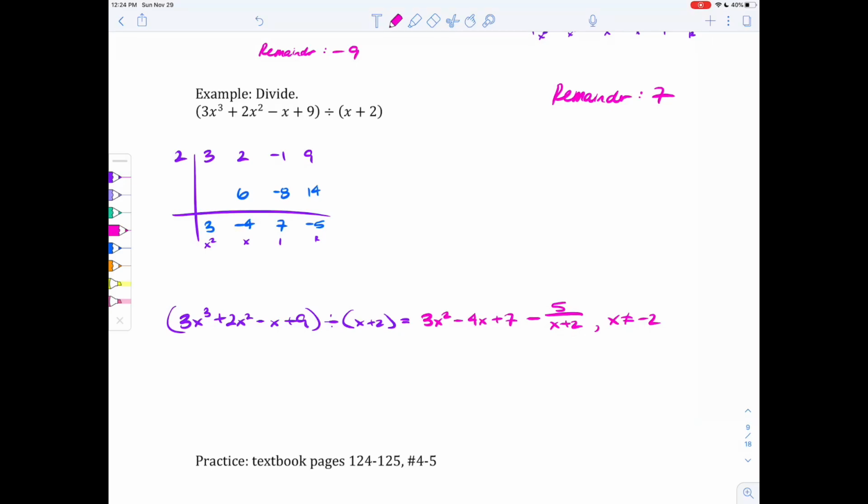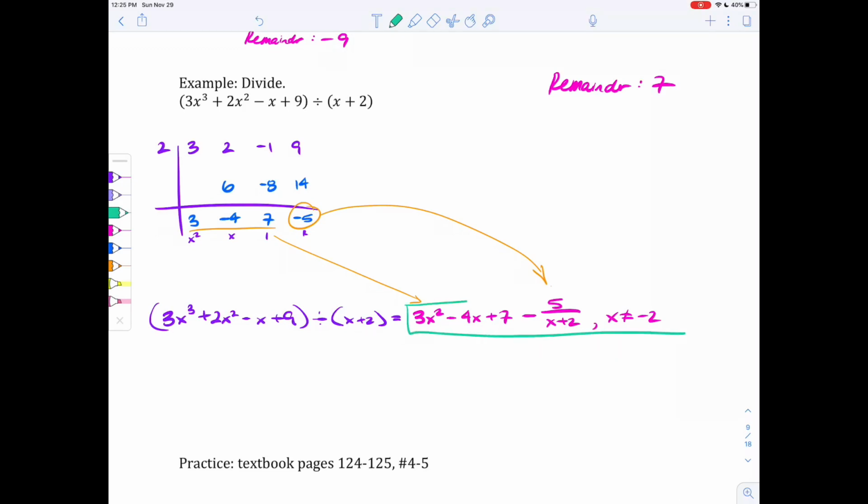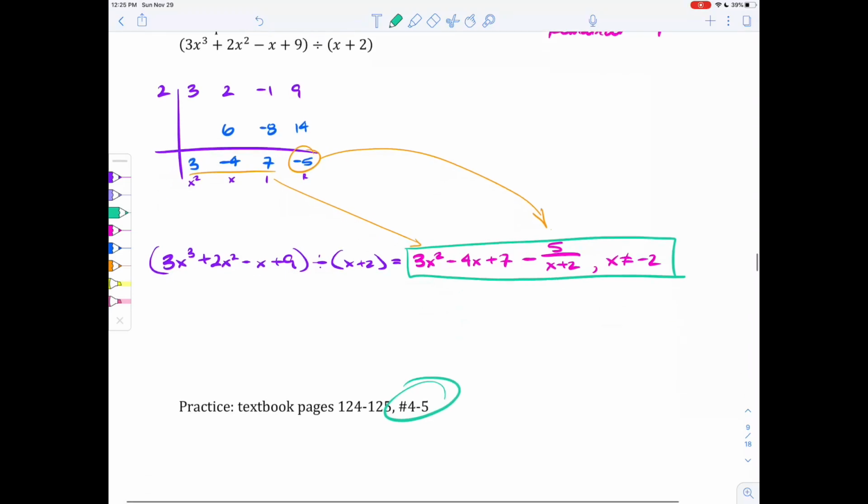So just noting that we took this part, and that's what became this part. And this thing is what brought us there, giving us this final answer. There is a little bit of practice work for you down here at the bottom.